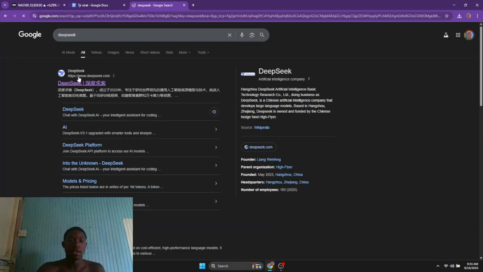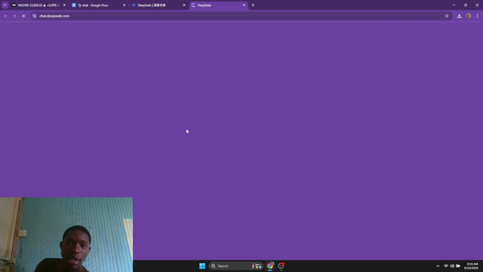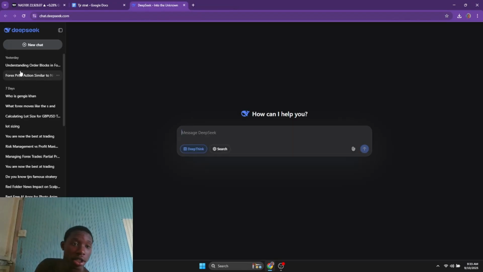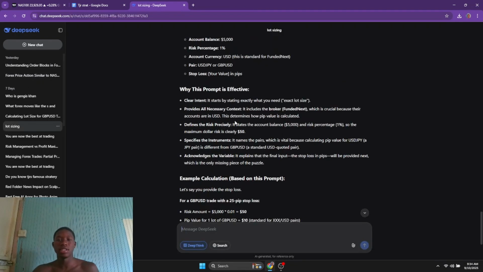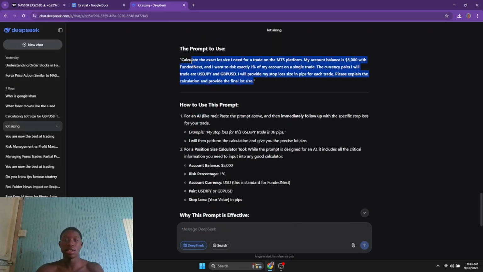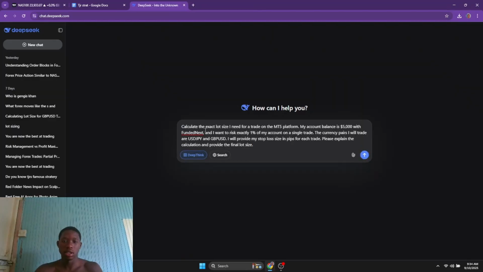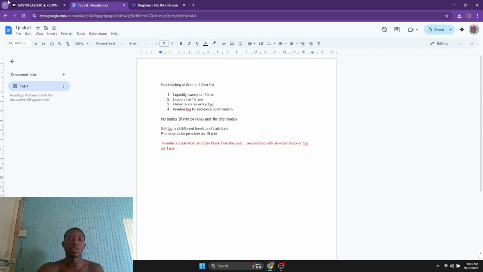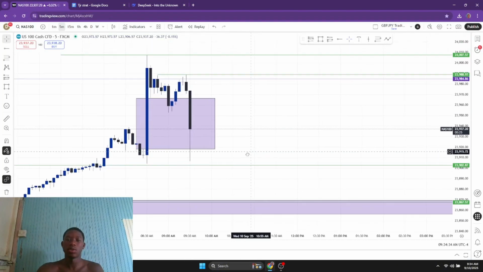DeepSeek. I just use DeepSeek to tell me how much to risk on my trade in lot size, because calculating that every time is tedious. I look at the lot size and tell it to create a prompt for me. Guys, use AI. I'm going to open a new chart. Calculate the lot size. I will trade NAS100. I will provide my stop loss in pips. Okay, alright, so that's it.